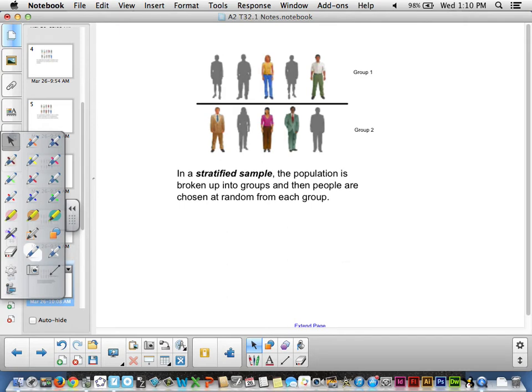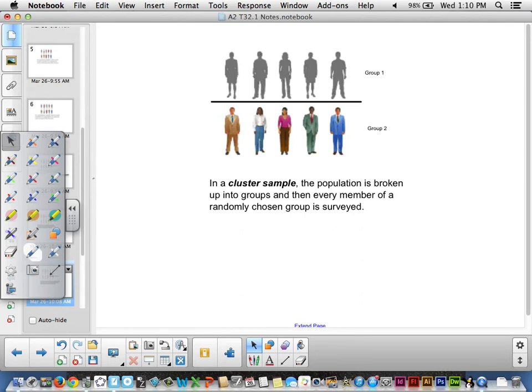Another type is a stratified sample. That's where you break the population into groups and then look at a few from each group. Example in here, if I take a look at the guys' homework, take 3 guys and 3 girls and look at their homework, that's a stratified sample because I looked at some guys and some girls.